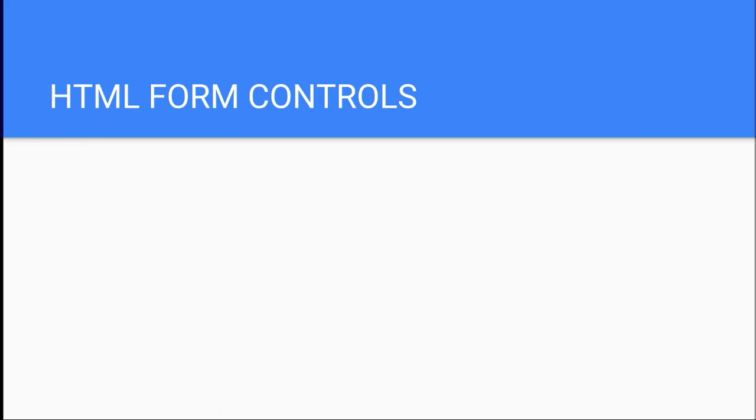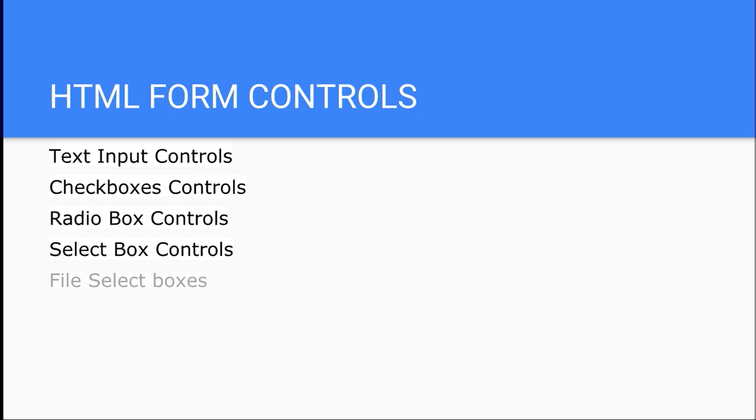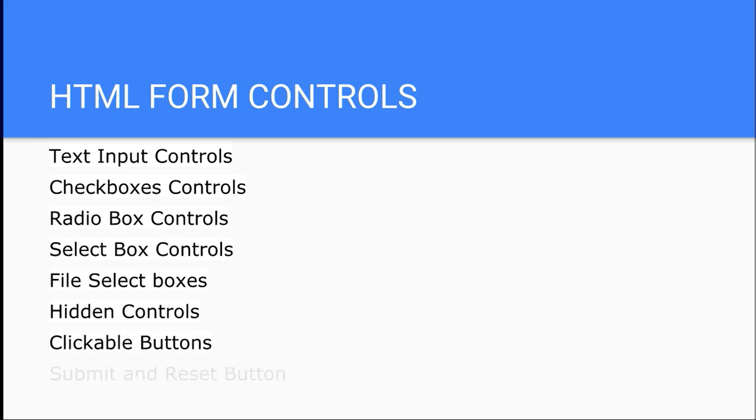Now we discuss HTML form controls. There are different types of form controls that we can use to collect data using an HTML form. The first one is text input controls. And the next ones are checkboxes controls, radio box controls, select box controls, file select boxes, hidden controls, clickable buttons, submit and reset buttons.